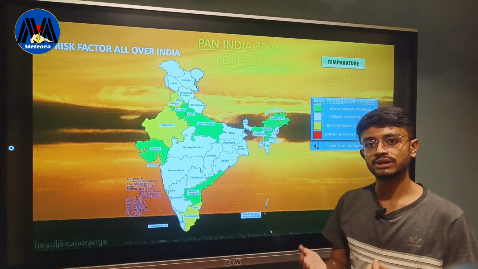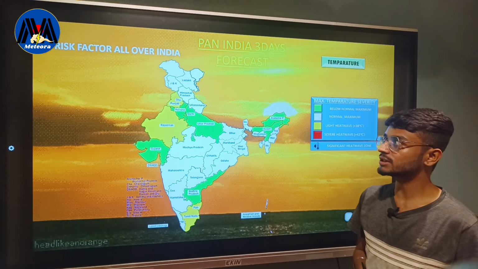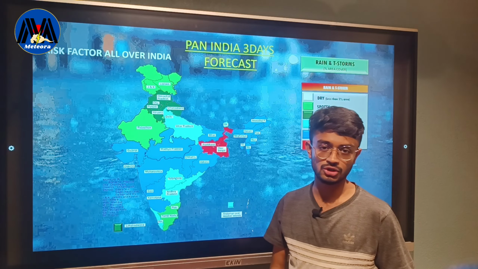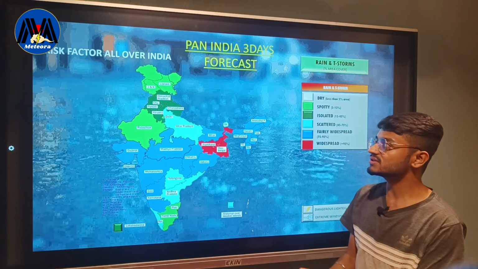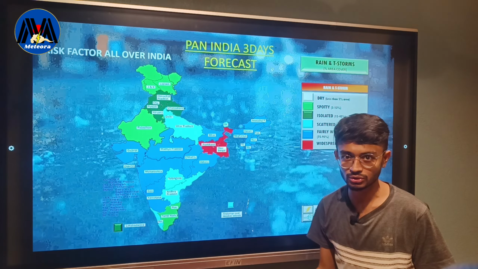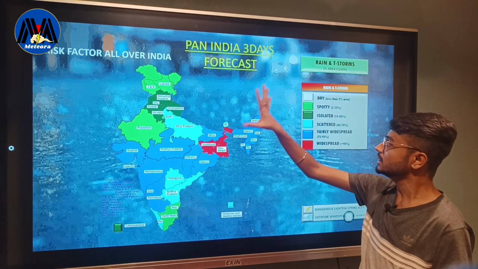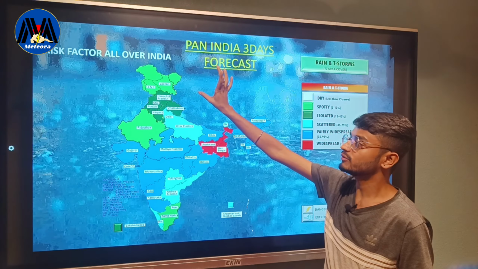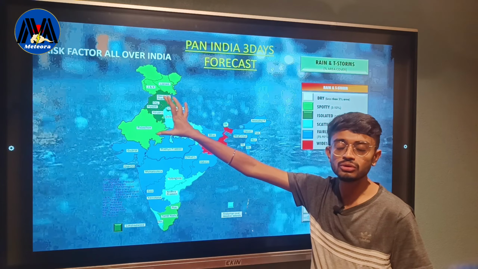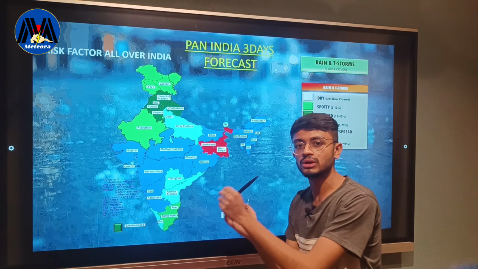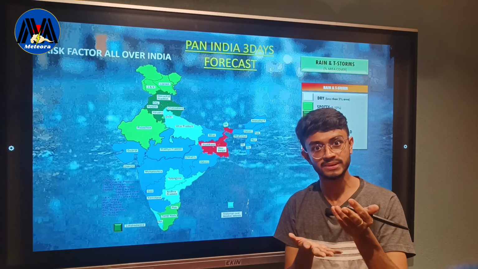Moving on to the next part, the risk factor analysis of the pan-Indian weather forecast for rain and thunderstorm. Here we will be moving from north to south. From the north, in Jammu Kashmir and Ladakh, spotty rainfall is seen, and the same condition will be seen in Rajasthan, and in Tamil Nadu the same spotty condition will be seen.